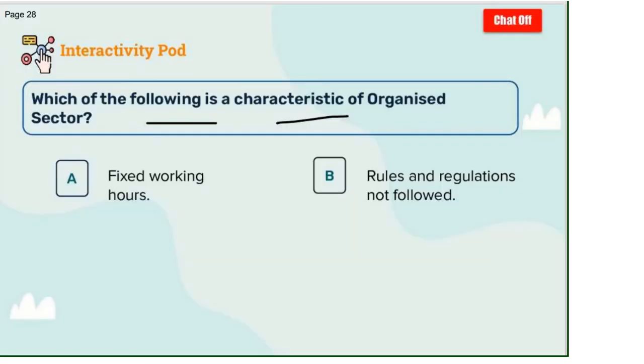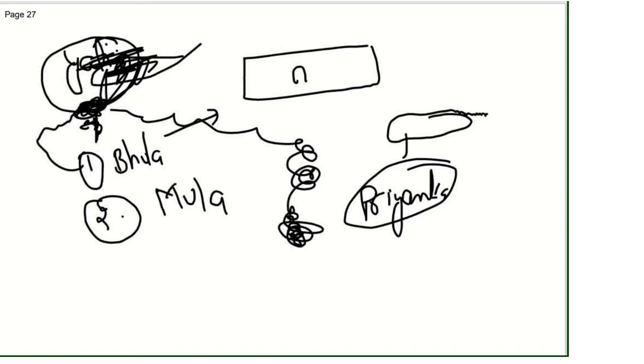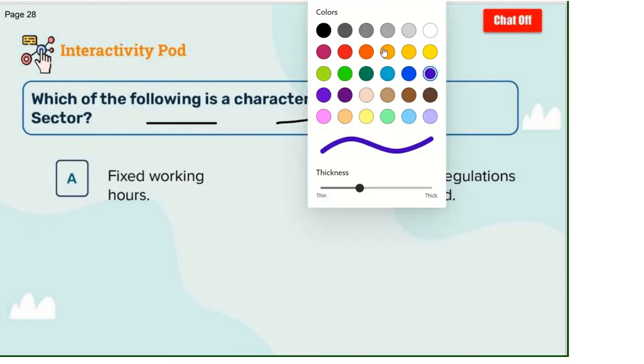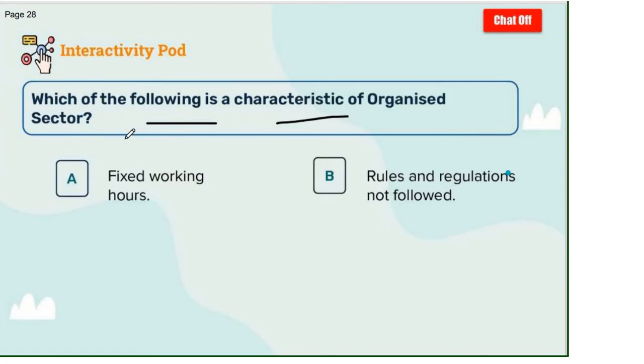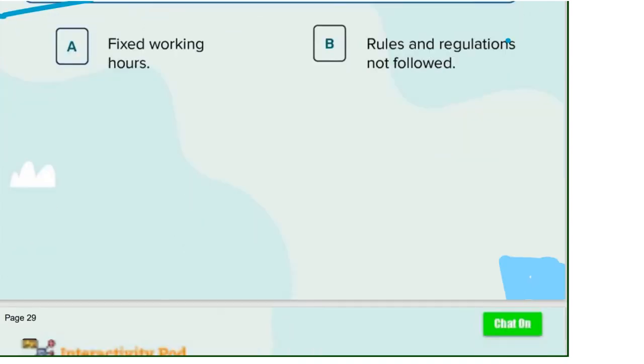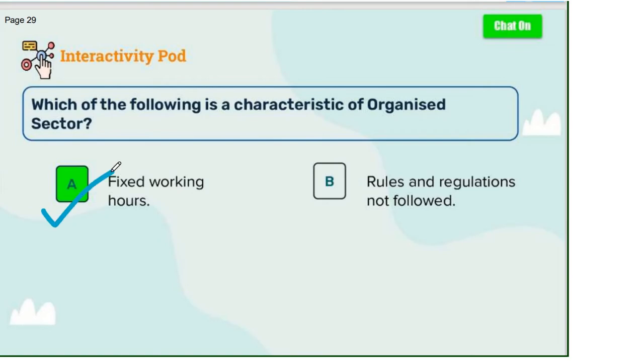I hope everyone is clear. Oh, sorry, I showed you the answer. Now, quiz time. Everyone ready? Which color? Which of these is a characteristic of the organized sector: fixed working hours, or rules and regulations not followed? What is the answer? It's very easy. Answer received. Let's check your answer. The answer is option A, fixed working hours.